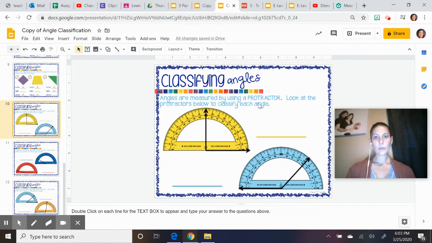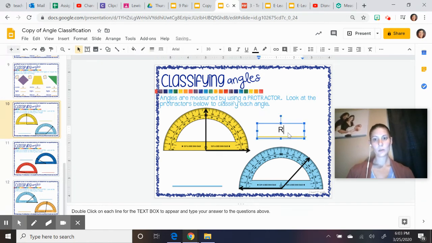So it says angles are measured using a protractor. Look at the protractor to classify each angle. This is measuring exactly 90 degrees. Do you see that 90 right there? So this would be right. Okay, let's look at this one. This one is measuring here.